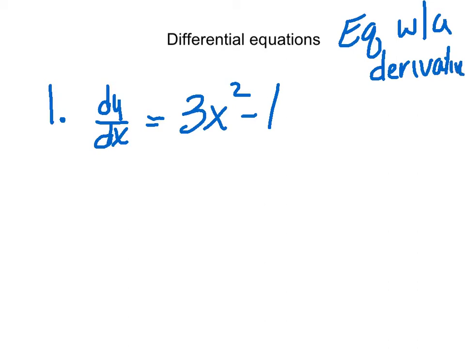Now, we're going to deal with quite a few types of differential equations throughout the year. And today's just our first glimpse at them. And like I said, they're going to be pretty easy and straightforward today. And we'll get a little more in depth in the next couple of weeks.